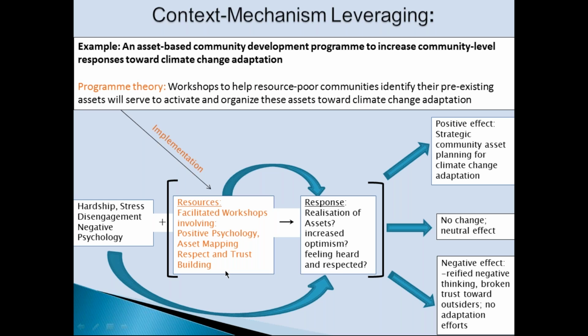People come to a workshop and they have resources given to them through this approach of positive psychology asset mapping, and the facilitators are committed to respectful communication and trust building. But the context could be, and it's not always the case, but it could be because of resource poverty, there could be, first of all, general hardship in life and stress associated with that, which creates a whole host of other issues and also a particular kind of psychology.